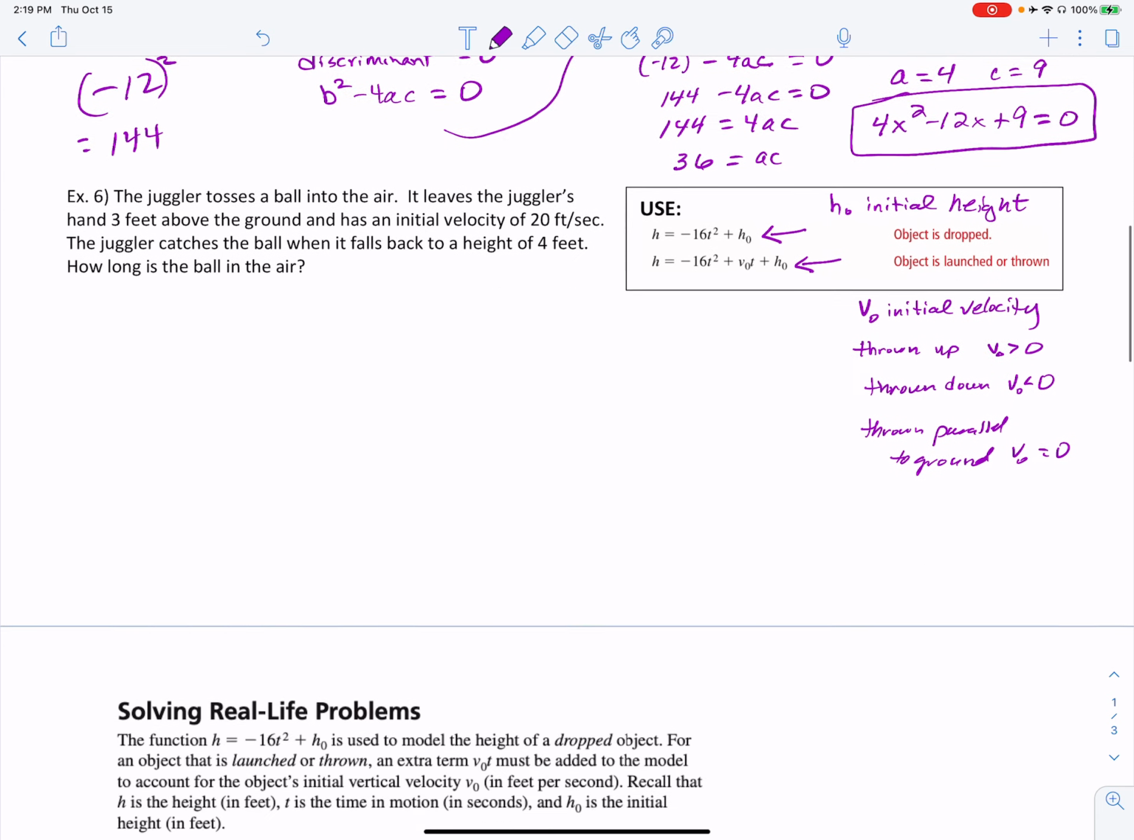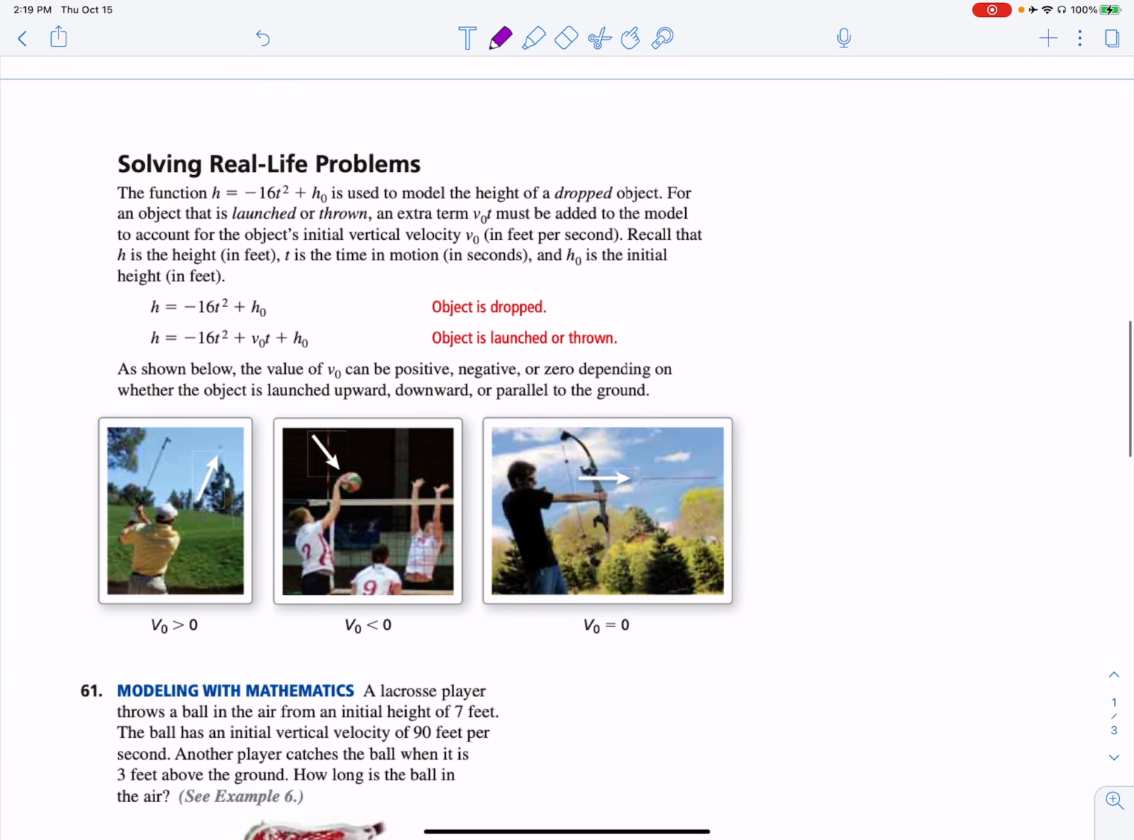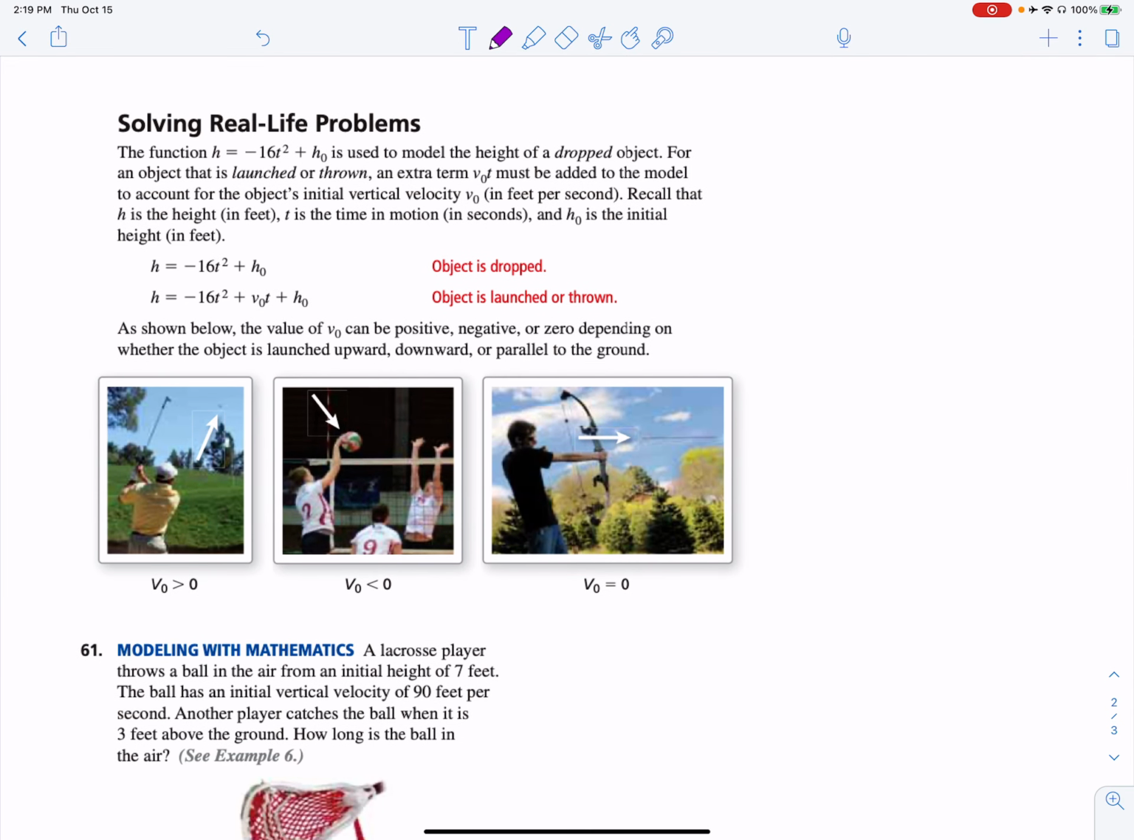And I'm going to scroll because I copied that out of the book, but I put it on the next page. And it summarizes this all here. And so when you just drop an object, here is your equation. But if you launch or throw, then we have to add this extra term of v naught times t. And that's right there.